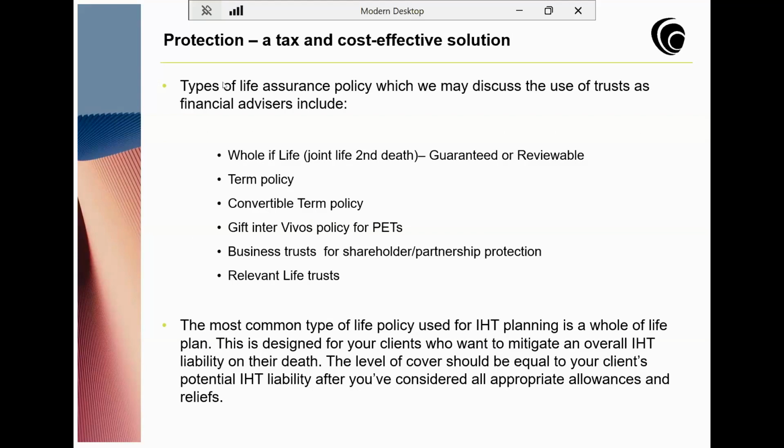There are quite a few types of policy we use. I've named a few of them on the screen, so I won't go through those, but probably the most common reason we would use a trust with a life policy is in relation to IHT and meeting that liability. That might be a term policy, it might be convertible term, it may be gift inter vivos, or most commonly it'll be a whole of life policy on a second death basis.